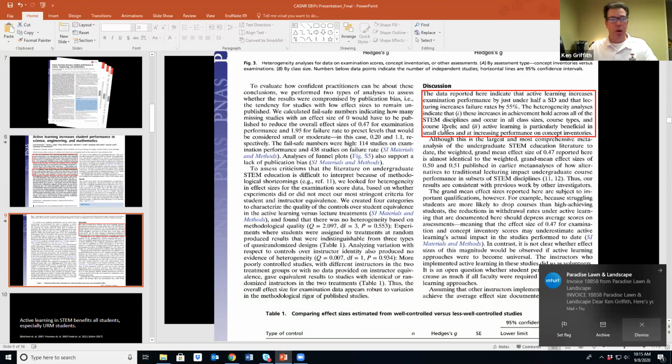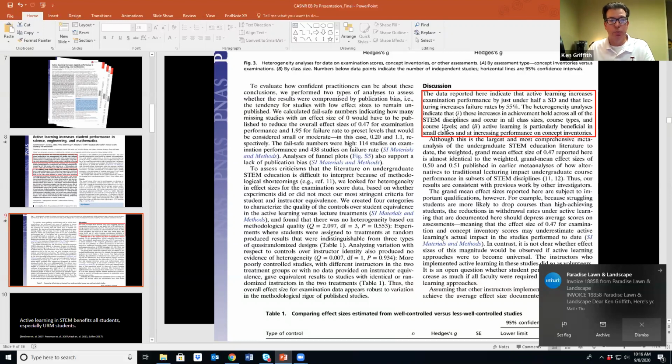This particular paper looked at all the papers that analyzed those different modalities, if you will, or types of classes. And they saw that it held across all of those different types of classes.